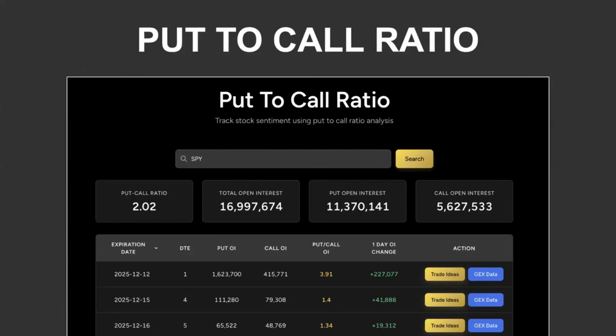Next is the put to call ratio. This shows you a lot of great information if you know how to read it. For instance, it shows us if they're primarily bearish or bullish at a certain expiration date, shows us how much conviction there is in that move, how much open interest there is. And I'll show you more about how to use this here in a second, but you also get access to put to call ratios for all expiration dates here for any ticker, again, for free.